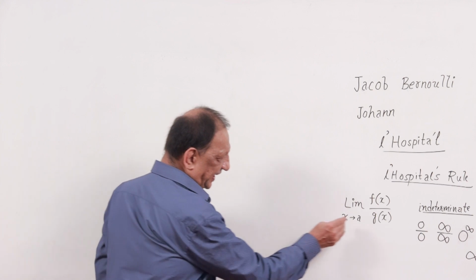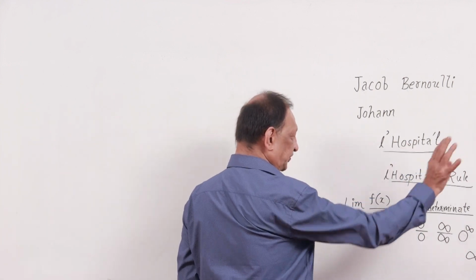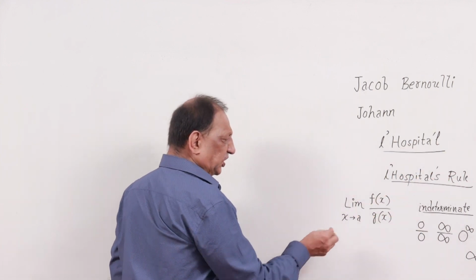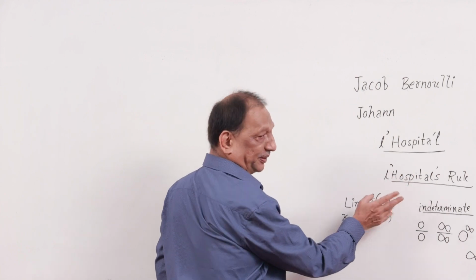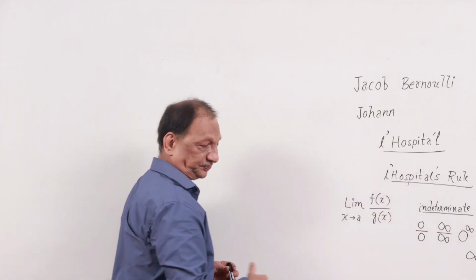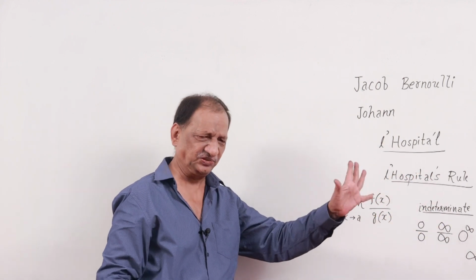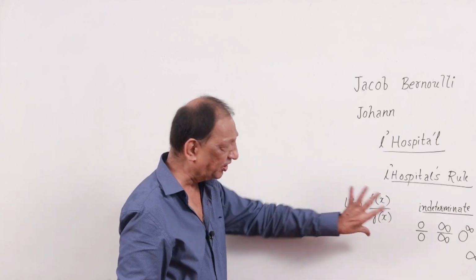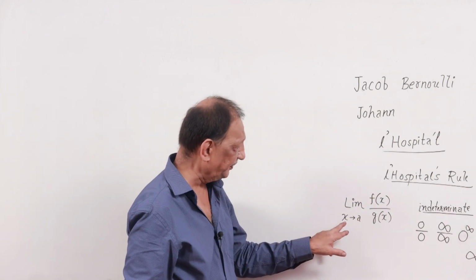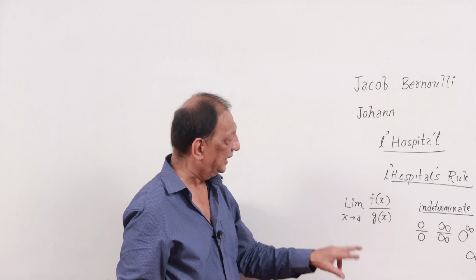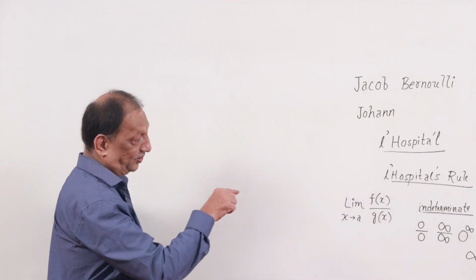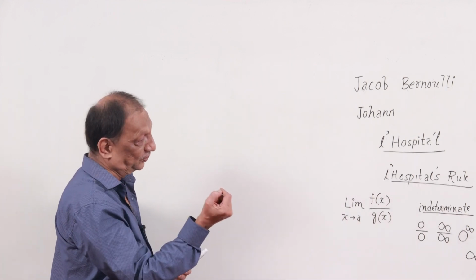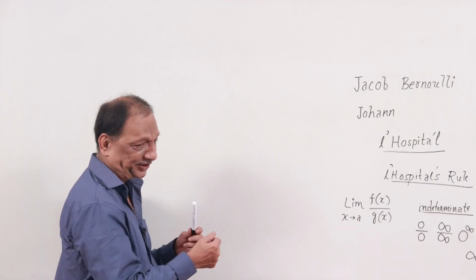As x approaches a, if f(x) also approaches 0, g(x) also approaches 0. So I can't substitute x equal to a here because then it will become 0 by 0. If a is 0, g(a) is 0. So I can't substitute the value, but I want to find the limit. It's a question. When x approaches a, if you look at the graph, you will find out how you can find what L'Hopital's rule is, and the proof for that also is actually from the graph.